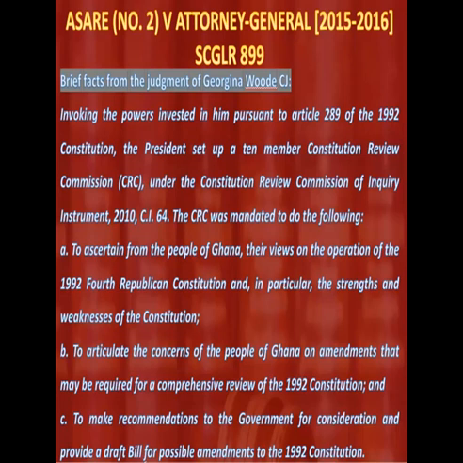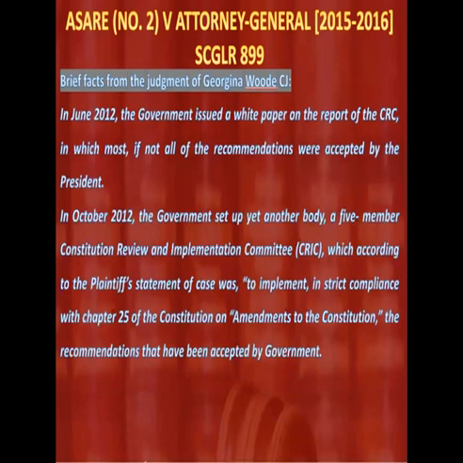Now, this Constitutional Review Commission was formed. They did all that they could do, and then they presented a report. When this commission brought the report, the interesting thing is that the government of Ghana issued a white paper, and the government of Ghana accepted most of the recommendations made by this commission of inquiry.